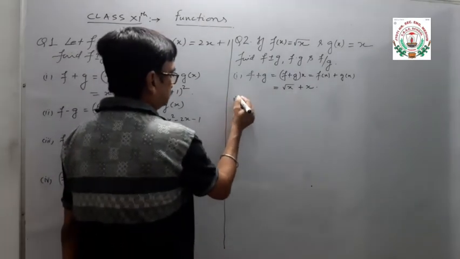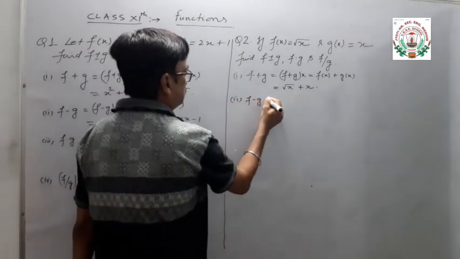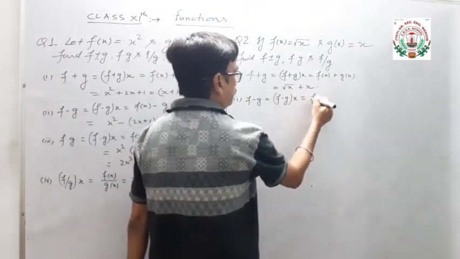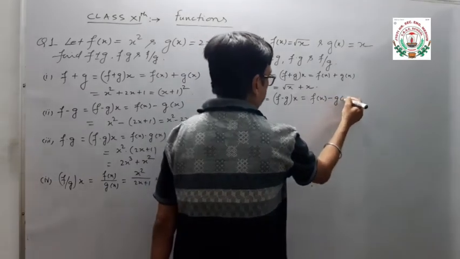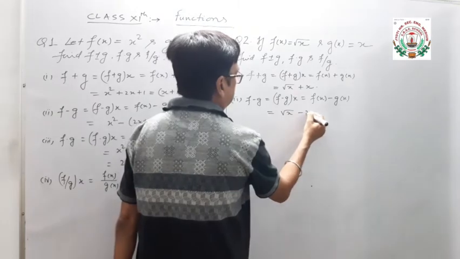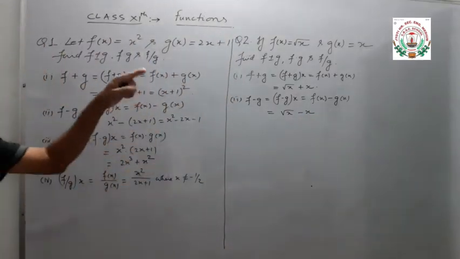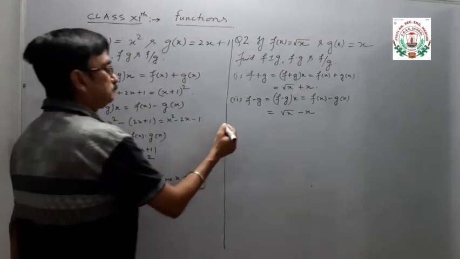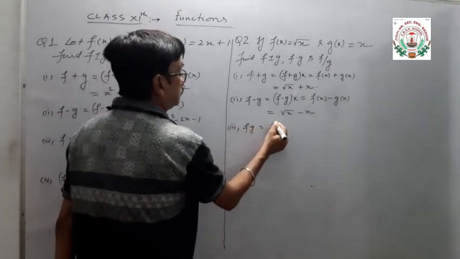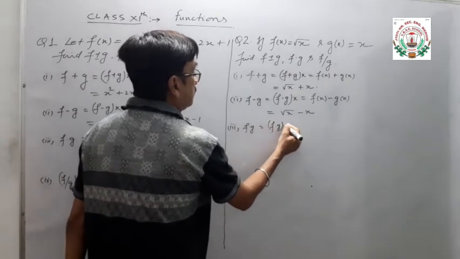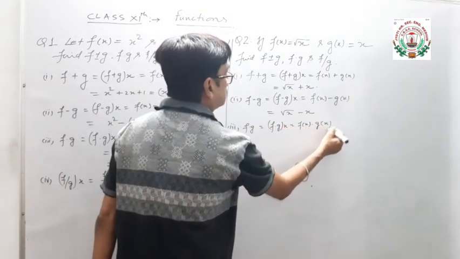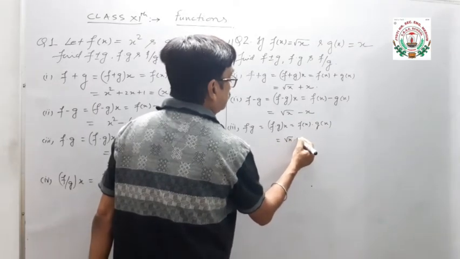Second, f minus g. (f minus g) of x is f of x minus g of x, which is equal to root x minus x हो जाएगा. ये उसकी वैल्यू पुट अप कर देंगे वहां पे. थर्ड, f into g will be (f into g) of x, which is f of x into g of x. ये हो जाएगा root x into x.